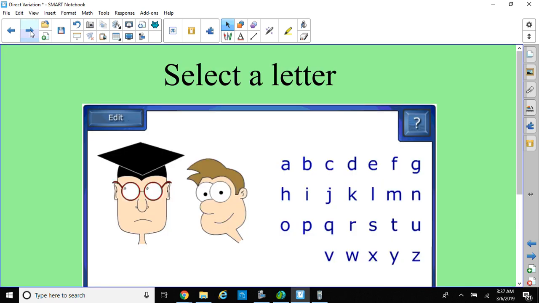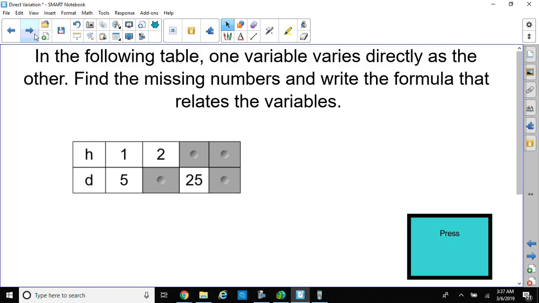All right. Here's a nice game we plan on playing in class. So let's see our next question. Okay. Now we got a table. One variable varies directly, means going the same direction as the other. So if they are going the same direction, the numbers are increasing for H and D. Find the missing numbers and write the formula that relates the variables.